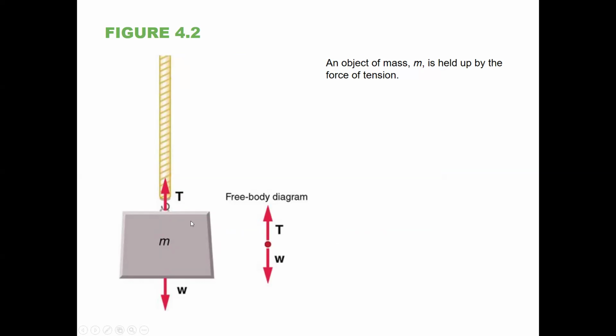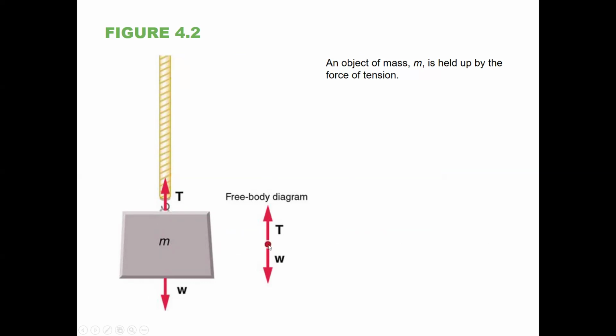So an object of mass m is held up by the force of tension. So tension is a force, thrust is a force, weight is a force. They have different names. They're all forces. So the free body diagram always, this is a free body diagram here. This is not a free body diagram.